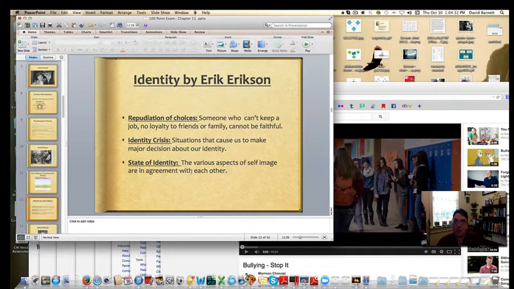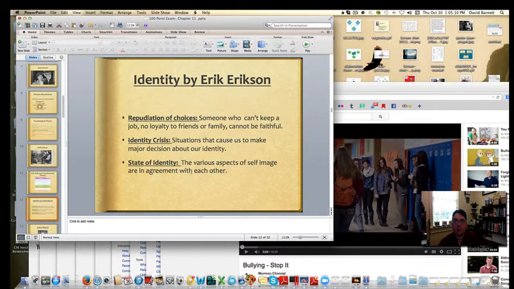Or let's say someone is trying 17 different sports, they're trying to play music, they're trying to do everything, they're trying to figure out who they are through their identity. They're hanging around with different cliques of people at school. They're trying to figure out that part of themselves that's uncomfortable, that they're not quite there yet. And when you get there and you figure out, okay, this is who I am, these are the choices that I'm making, you end up at a state of identity, which is the third element that Erikson talks about. And it's the various aspects of your self-image, and they're all in agreement with one another.